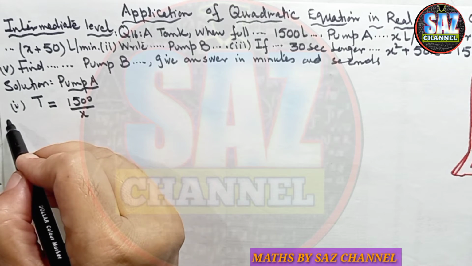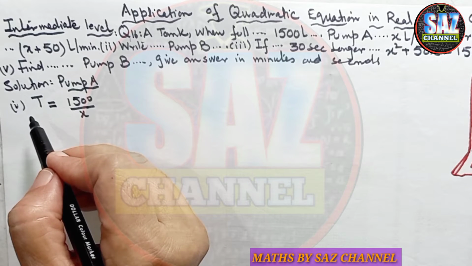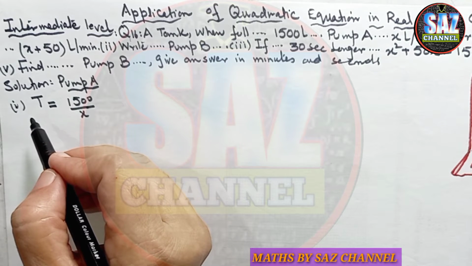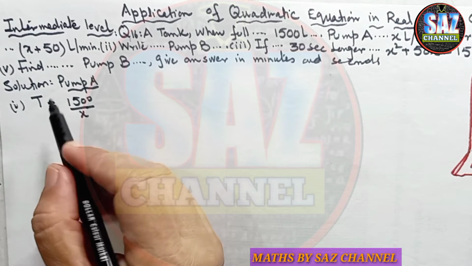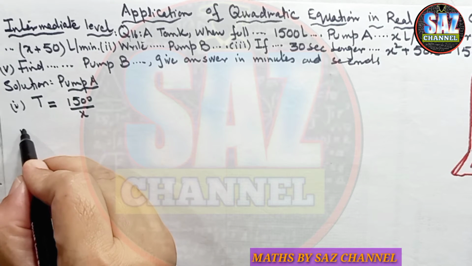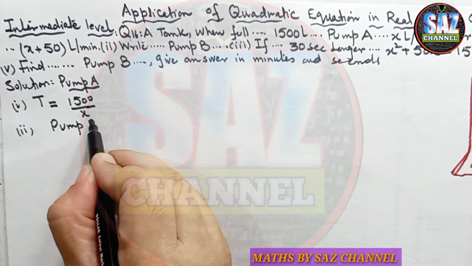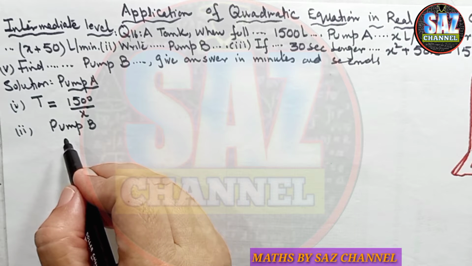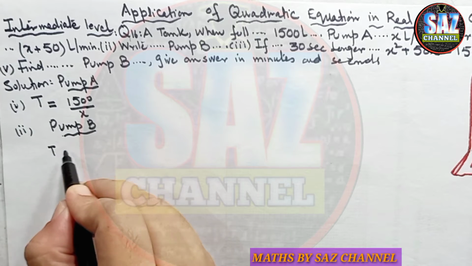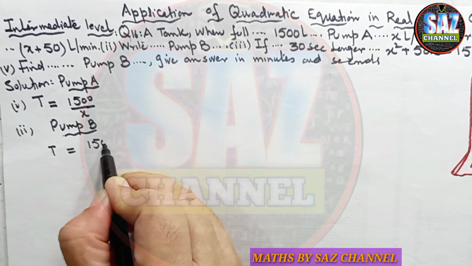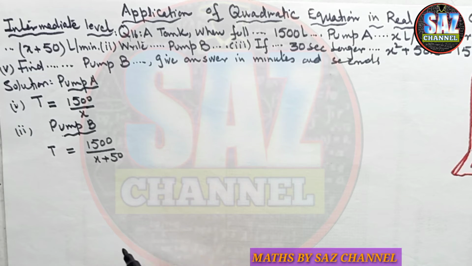The next part says pump B can fill the water into the tank at the rate of X plus 50 liters per minute. Write down an expression in terms of X for the number of minutes taken by pump B. So this for the second part, time taken by pump B, the rate is X plus 50 liters per minute. So the time will be 1500 upon X plus 50. I hope these two parts are clear to you.